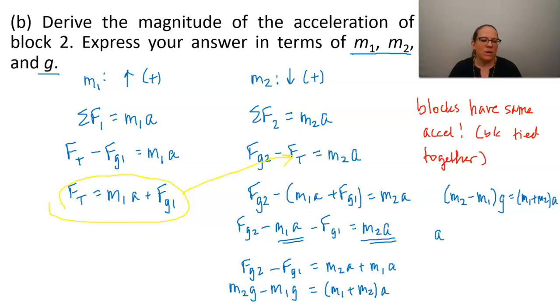side. And so we will get this final expression that the acceleration of this system will be equal to the difference in the masses times G divided by the sum of the masses.